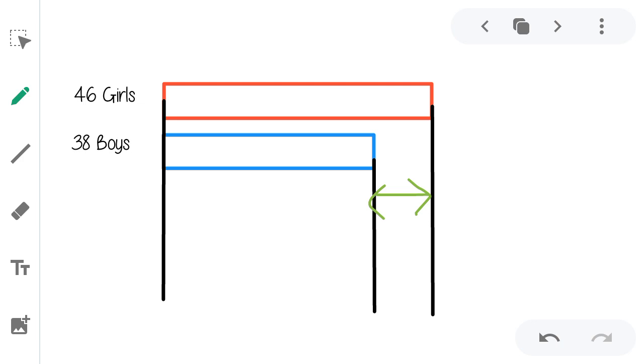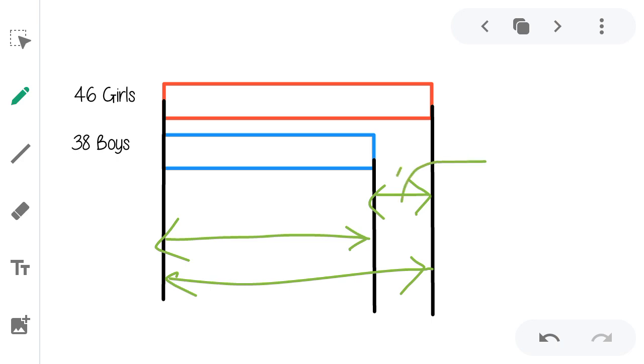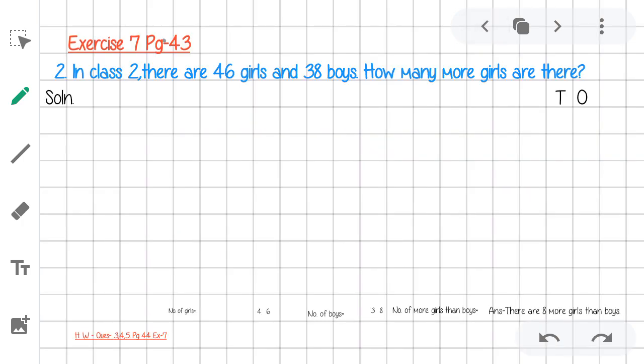We can find it by subtracting this value, that is number of boys, from the total, that is number of girls. So that is, we can get the number of more girls by subtracting 38 from 46. Okay children, so that is the reason why we are subtracting here. So let us go back to the question.